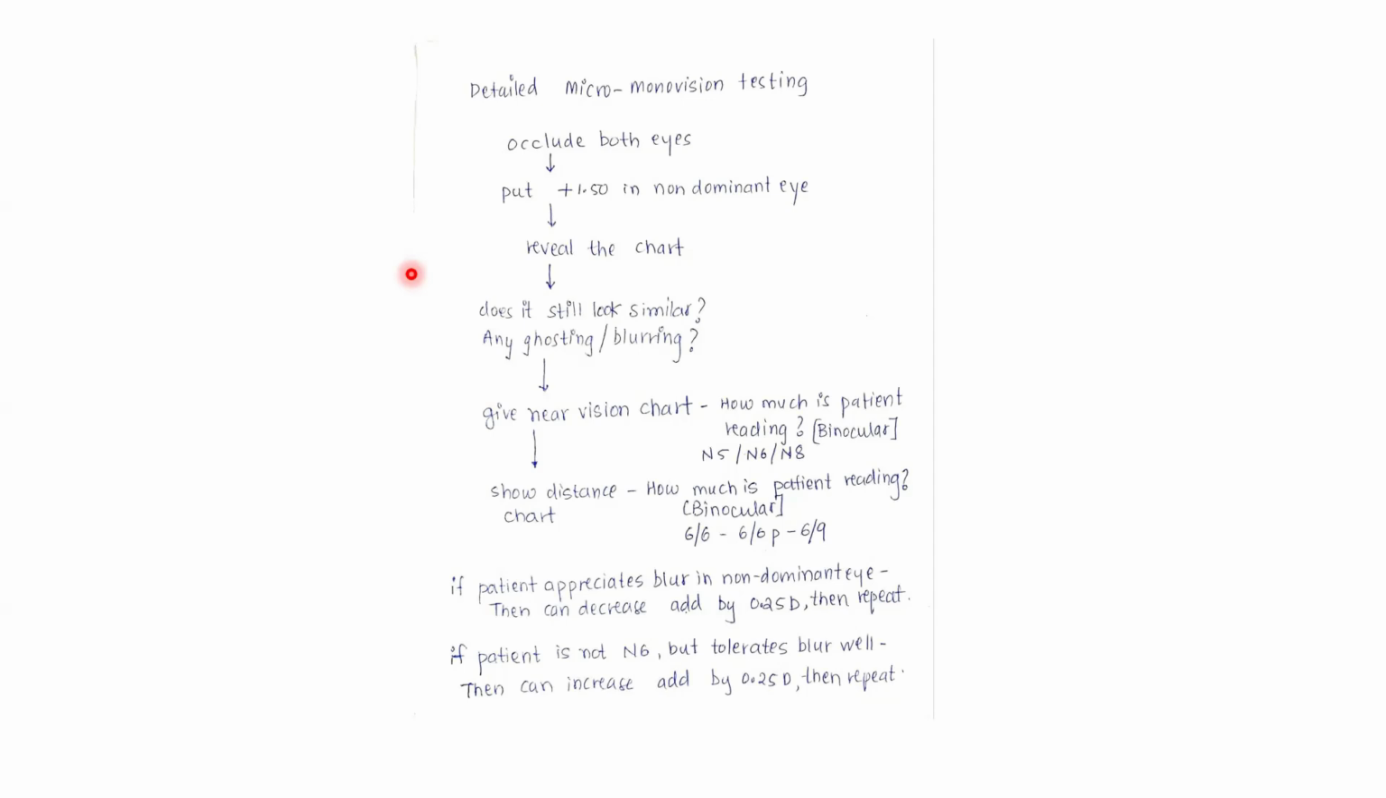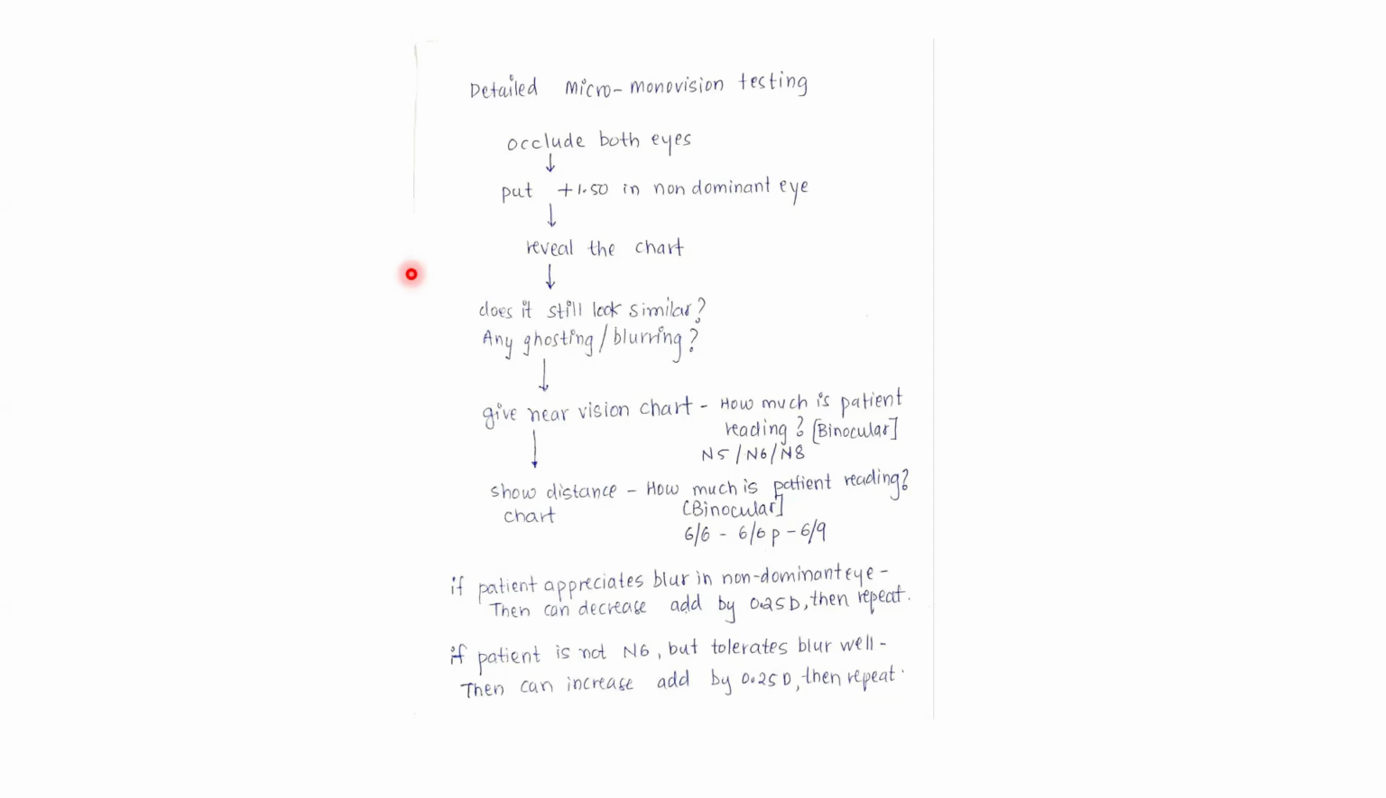After seeing the chart, you ask the patient if it still looks similar and if the patient has any obvious blurring of vision or ghosting of the images. If the answer is no, then you give them the near chart. In the near chart, you see how much the patient is reading binocularly. All of these tests are being done binocularly. You note whether the patient is reading N5, N6, N8, and so on. After assessing the near vision, you again show the distance chart and see how much the patient is reading binocularly, maybe 6/6, 6/6 partial, 6/9, 6/12, whatever.